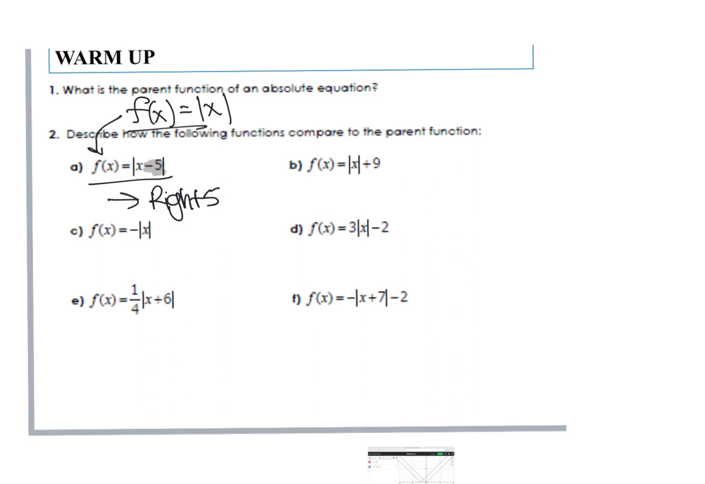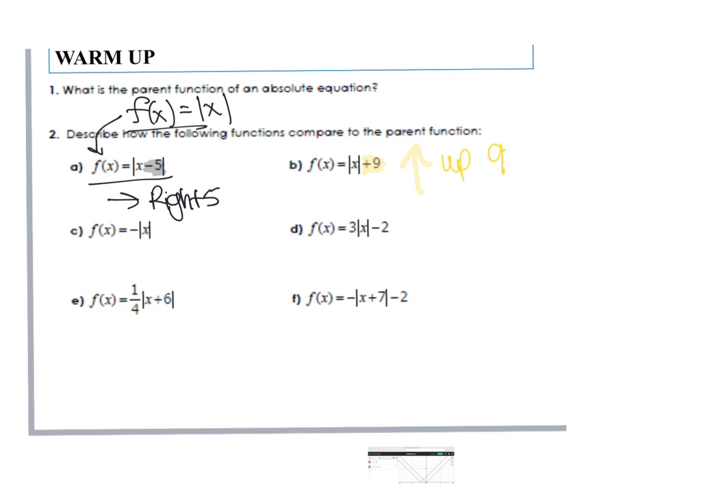Now B, we have a different function. We have f of x is equal to the absolute value of just x, and then we are adding 9 on the outside. So this plus 9 is outside the bars. If it's outside the bars, it's not left or right, it's a vertical shift, and this one does exactly as the sign says. So this is going to be going up, and we're going up that many spaces, so we're going up 9 units.